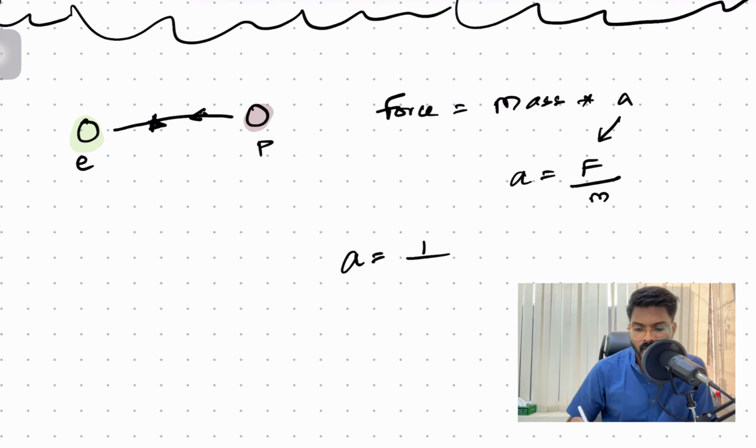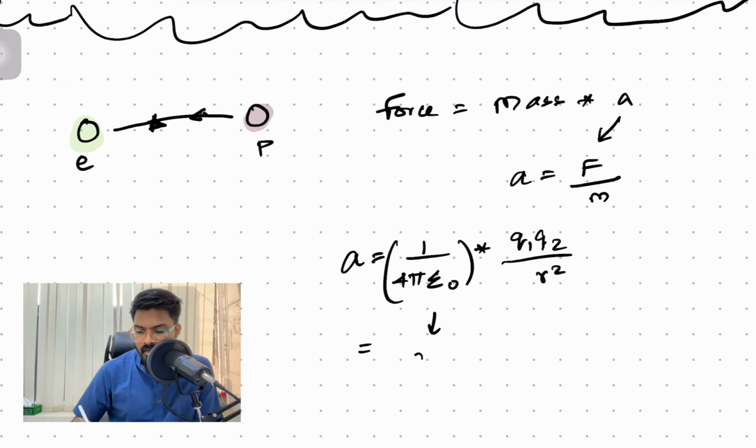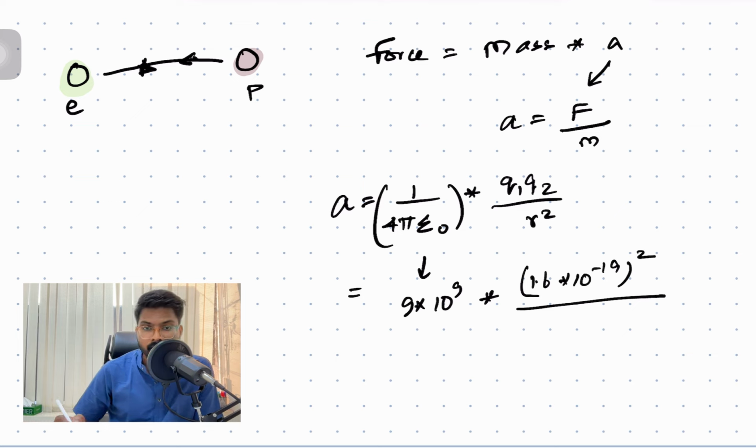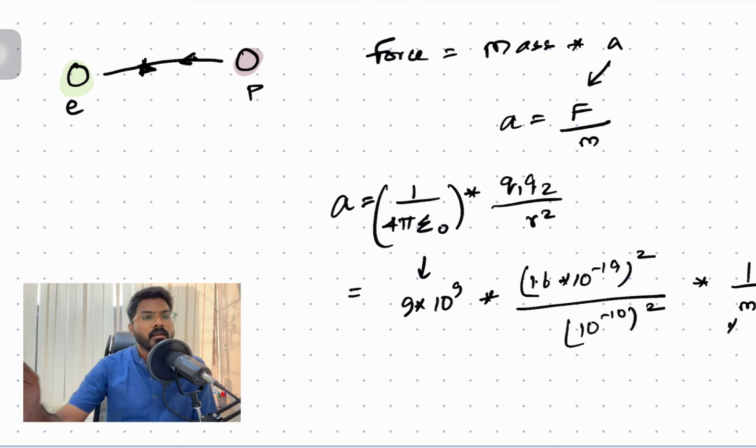So I'll go with 1 by 4 pi epsilon naught into Q1 Q2, since we are speaking about the charges. The charges Q1, Q2 are the same in both cases, by the distance between them squared. So this, I will take as 9 into 10 to the power 9. We already know that Q1, Q2 is the same charge on the electron and the proton, 10 to the power minus 19 squared. Then the distance, which is 10 to the power minus 10 meter squared. Am I missing something? Yes, which is the mass.